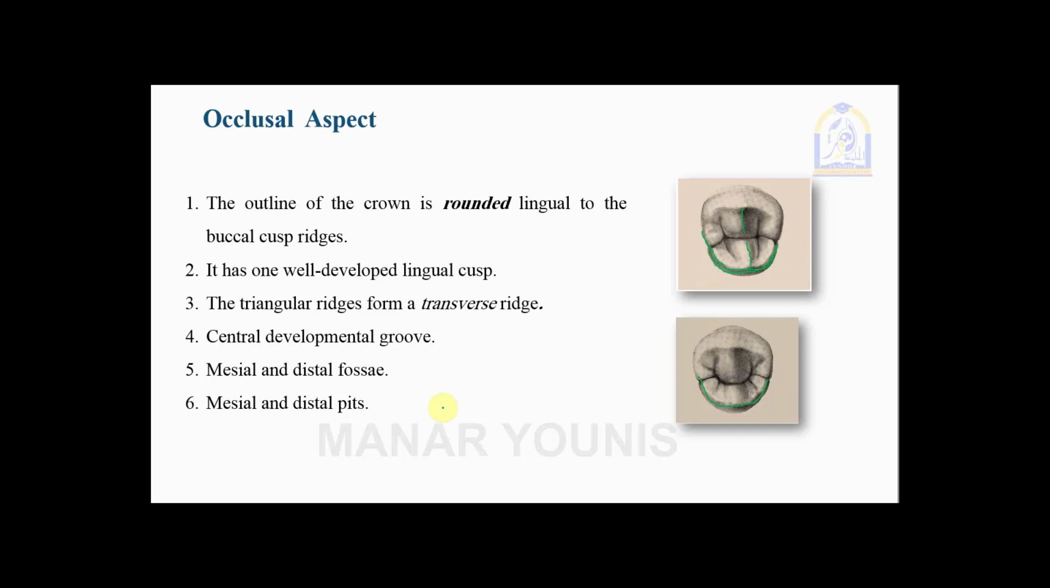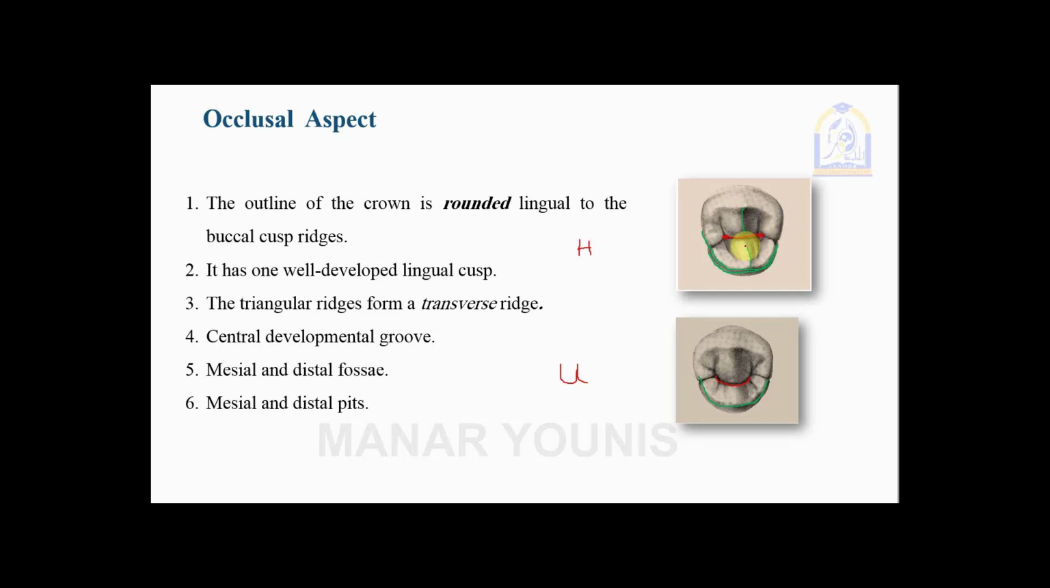There will be a central developmental groove, of course. This is the central developmental groove. The central developmental groove will be either straight or crescent in shape. When it is straight, it will form what's called the H-shaped groove pattern on the occlusal surface. When it is crescent shaped, it will form what's called the U-shaped pattern of the grooves of the occlusal surface.